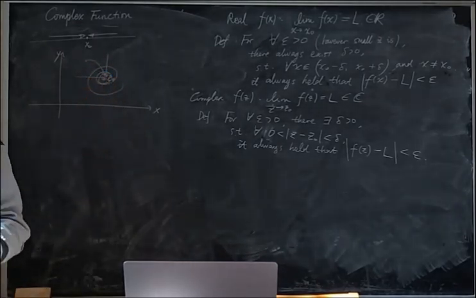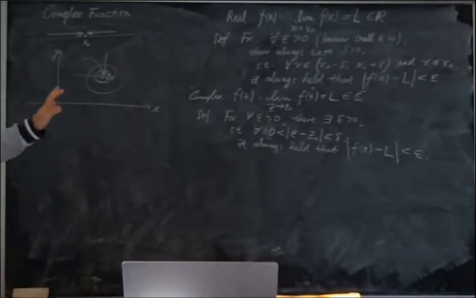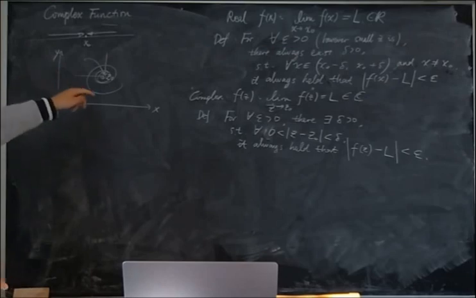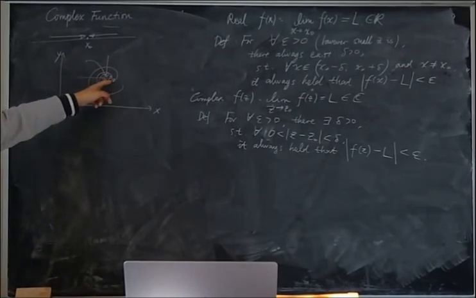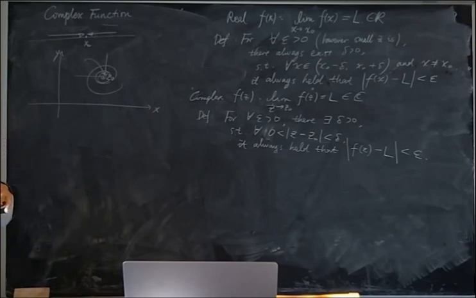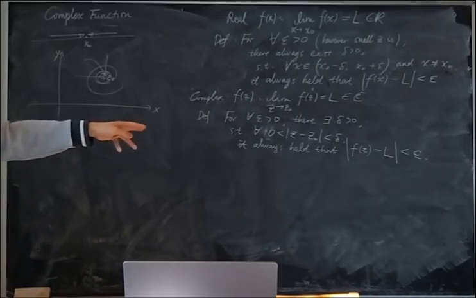There are infinitely many ways, and the limit has to hold for whatever way your z approaches z naught. If I can find two different ways such that the limit is not the same, then this function has no limit at the point.